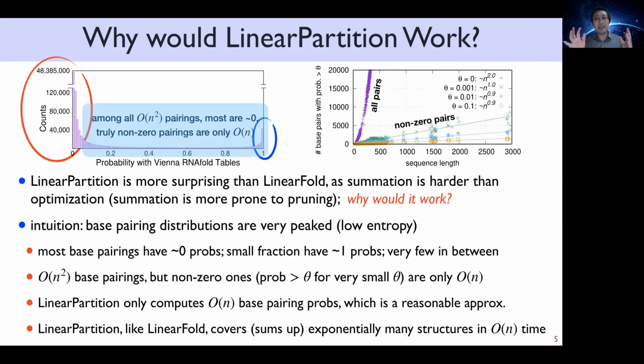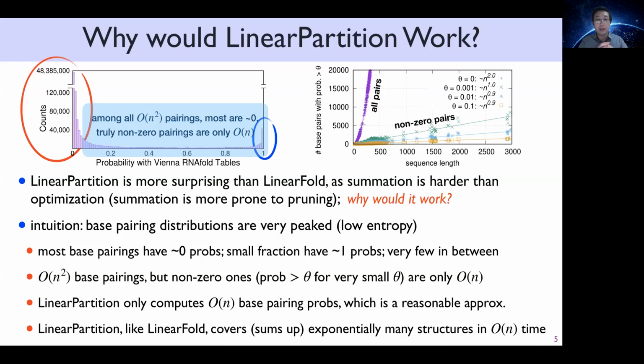So why would this ever work, right? Notice that the success of linear partition is actually more surprising, more striking than LinearFold, because summation is much harder than optimization. Because summation is more prone to pruning errors. In summation, you have to care about a huge number of exponentially many structures. You cannot miss a lot of them, right? Whereas in optimization, you can just miss a lot of them and only care about the top one if you can save the top one. So why would it still work?